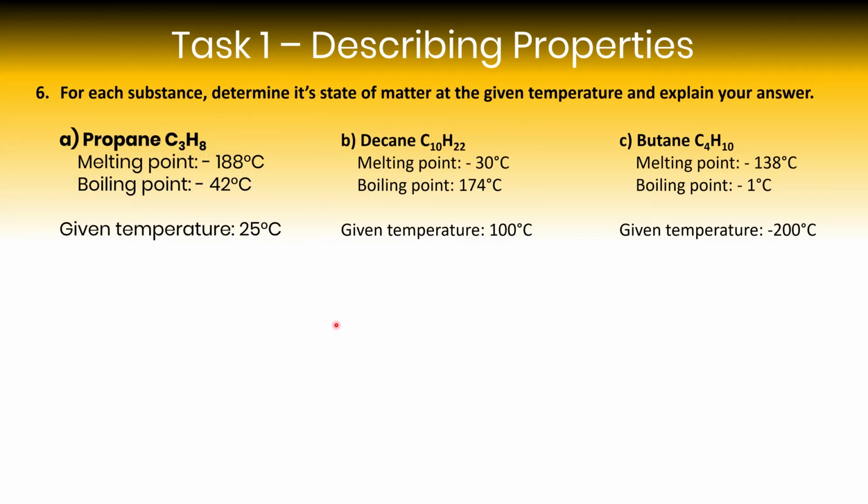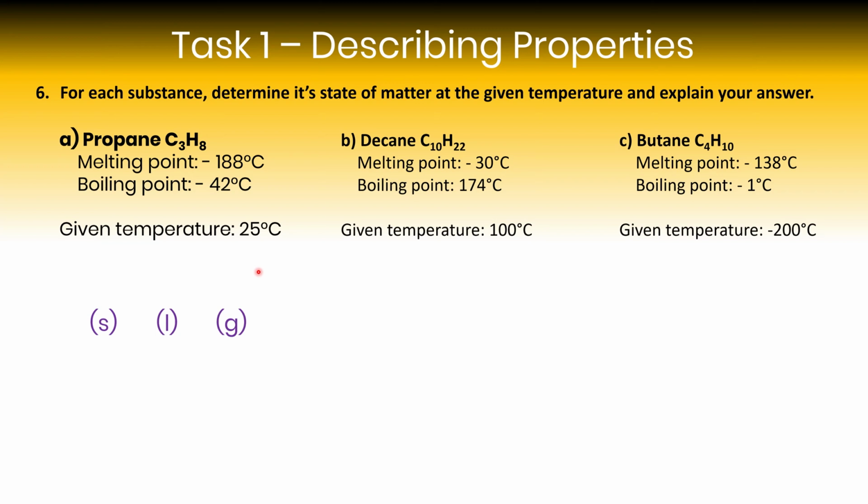There's some more questions here, and I want to explain them before you attempt them. For each substance, I've given you its melting point and its boiling point. Pay careful attention to see if that number is a negative number, because it is in some cases. I've given you a temperature, and I want you to tell me what its state of matter is at the given temperature. So basically, your answer should tell me whether it's a solid, a liquid, or a gas at this temperature when given the melting and boiling point data. Pause the video, have a go at the questions, and then come back to see if you got them correct.